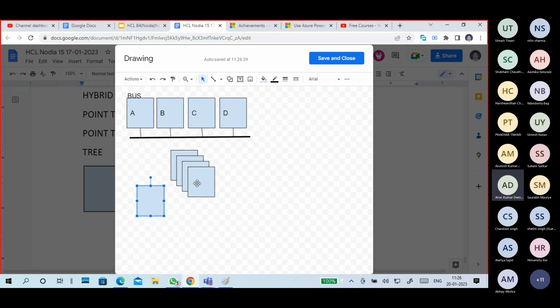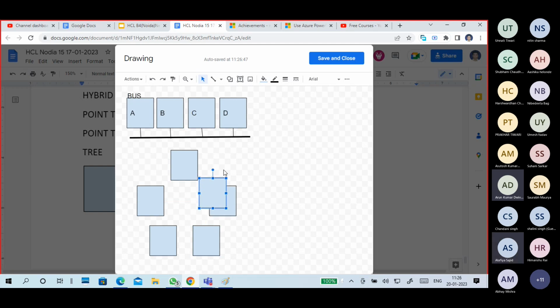Guys, do you understand what bus topology is? Yes, sir. Very good.